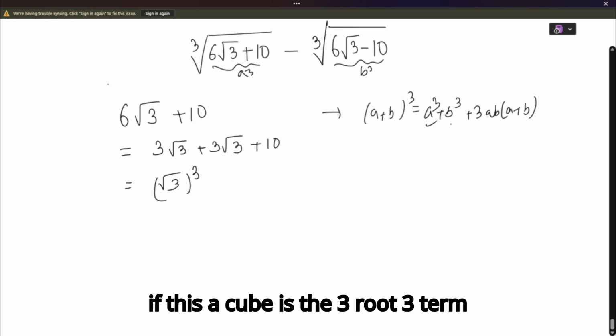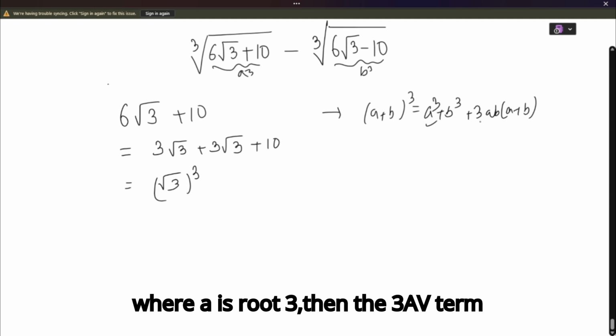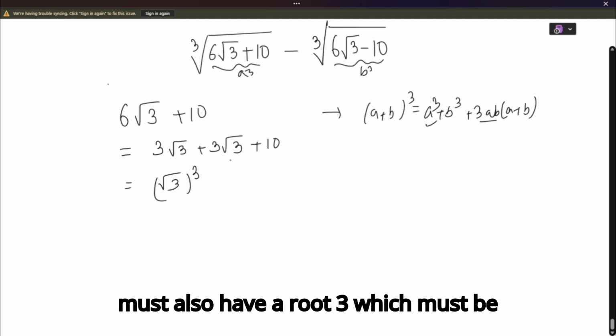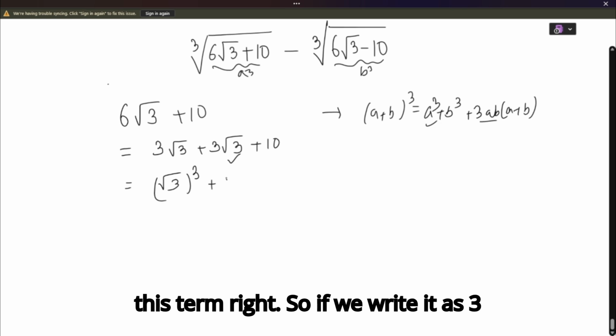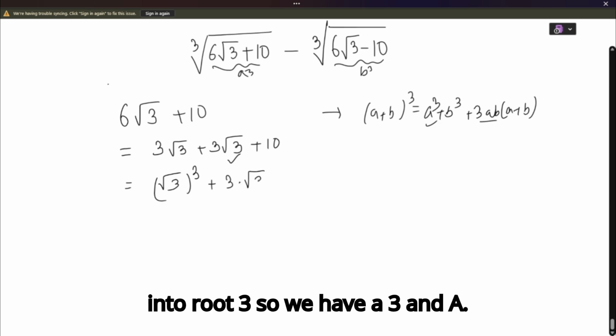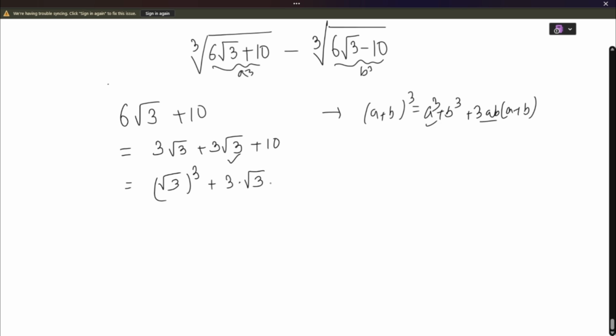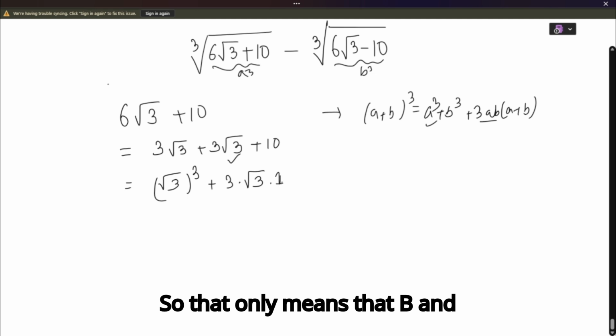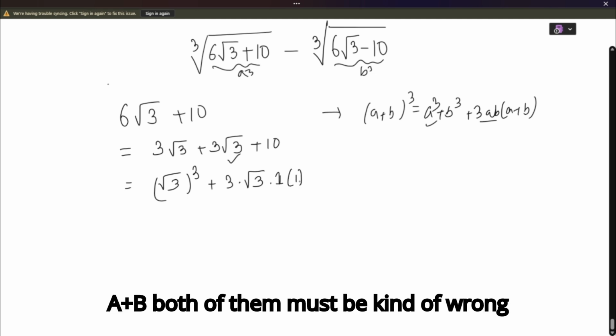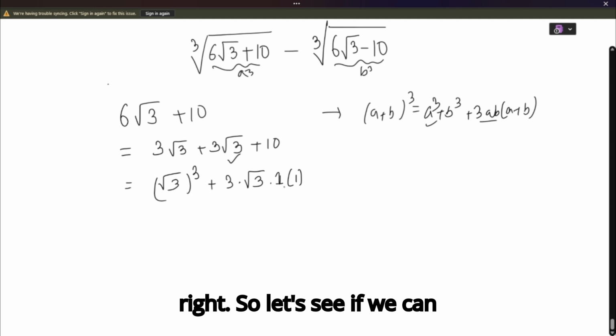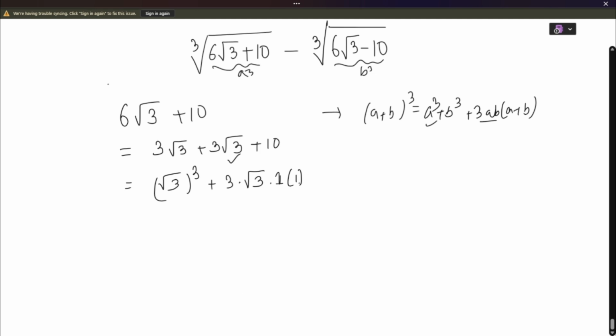Now, if this a cube is the 3 root 3 term where a is root 3, then the 3ab term must also have a root 3, which must be this term, right? So if we write it as 3 into root 3, so we have a 3 and a. So that only means that b and a plus b both of them must be kind of wrong, right? So let's see if we can get around this.